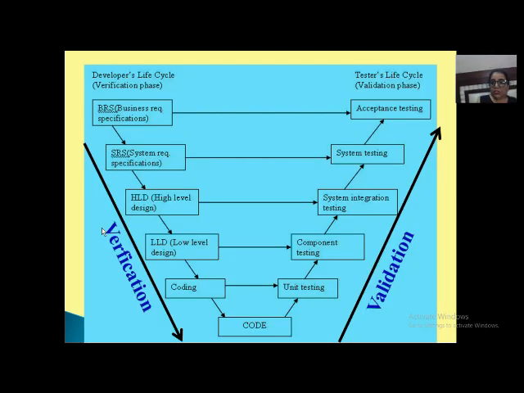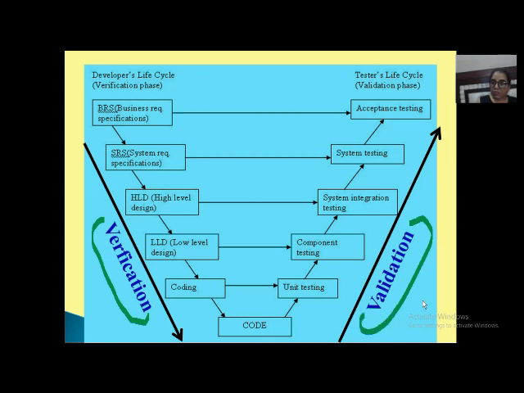So this is your V model. You can see its shape. It is completely a V structure. On one side, downwards, it goes with the verification, and on the right-hand side it goes upwards with the validation. What does this signify? It signifies very clearly that you have this verification as well as validation done parallelly with the development of your system.